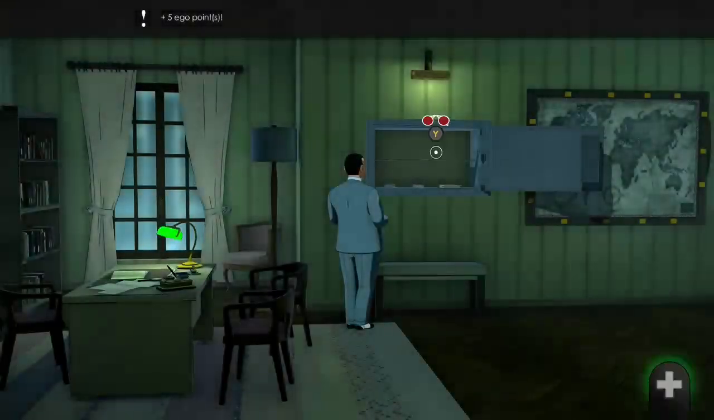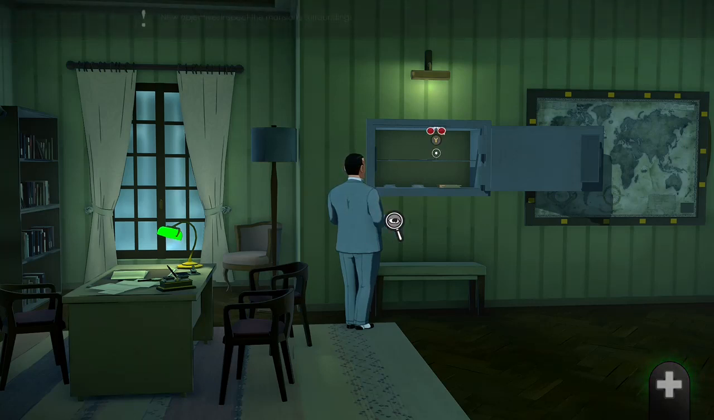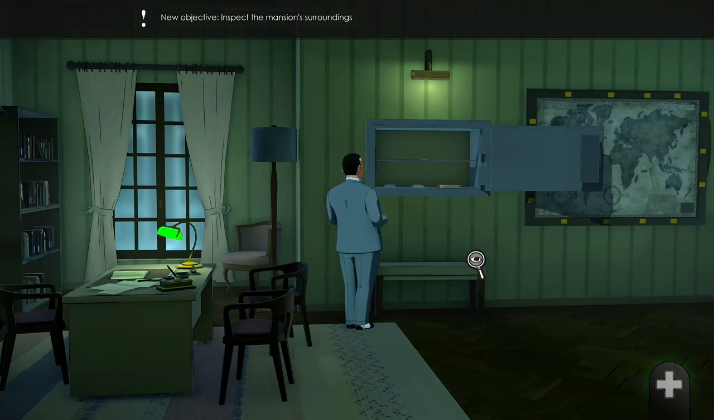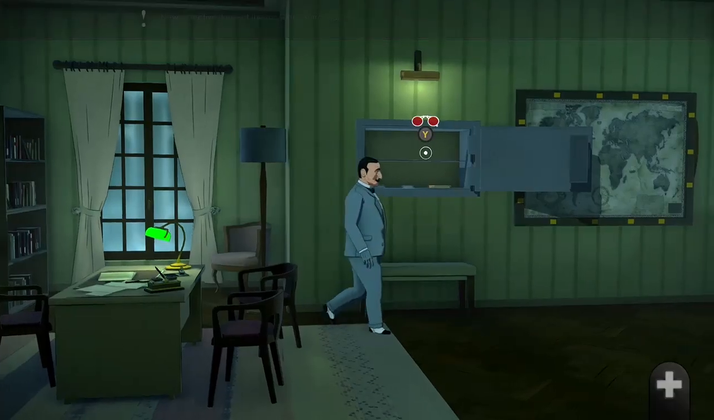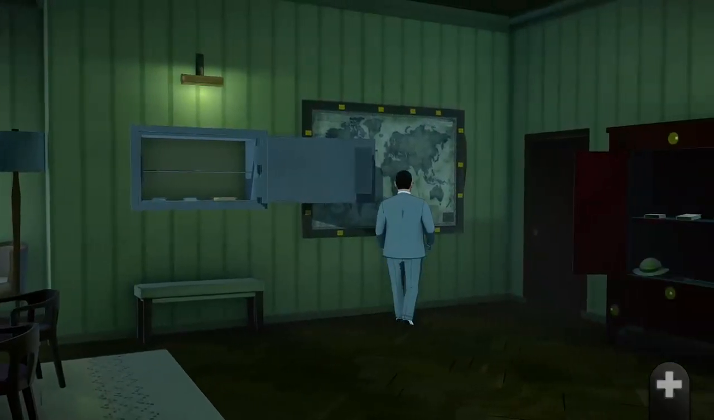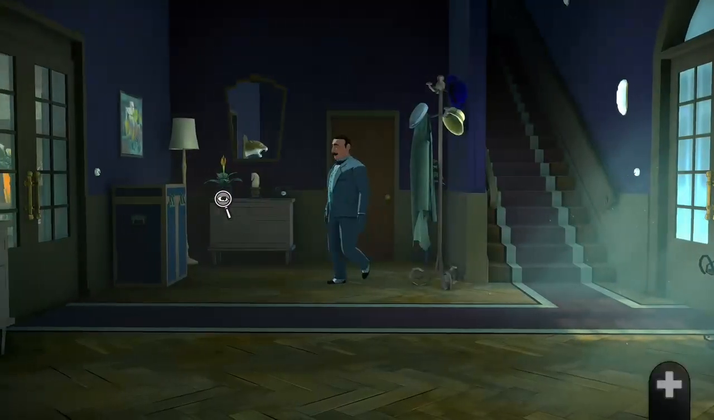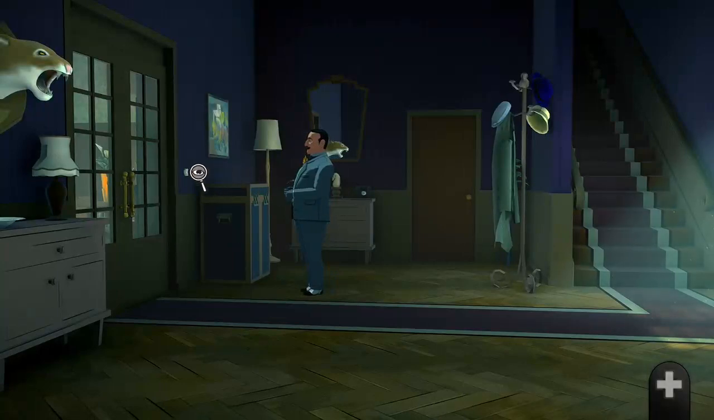Okay, so you've explored his safe, ransacked the joint, you know? So now we go outside. Let's go! Come on, Poirot! Oh, yeah, open the door. We'll go through here.